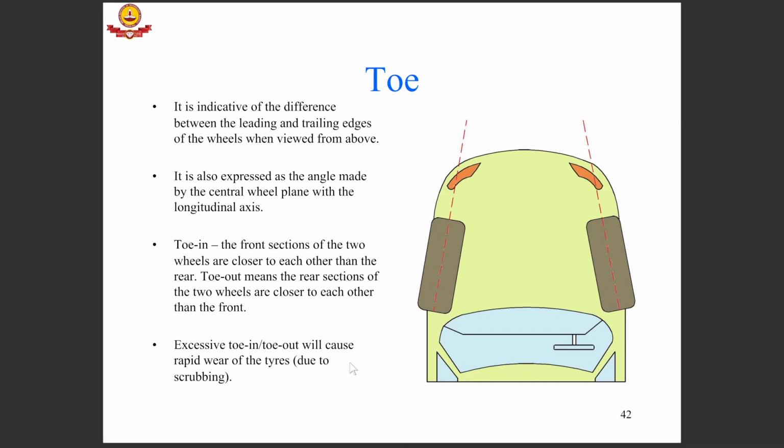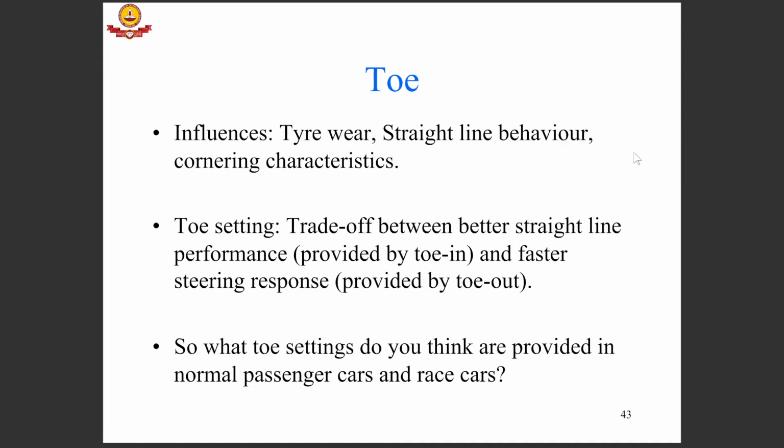Excessive toe in or toe out will cause rapid wear of the tires due to scrubbing. Even if the vehicle is traveling in a straight line, the tire makes an angle, that is the toe angle, which results in lateral force generation in either direction, which perhaps gets cancelled but would result in tire wear. So it influences tire wear, straight line behavior, and cornering characteristics. Toe setting is essentially a trade-off between better straight line performance provided by toe in and faster steering response provided by toe out.